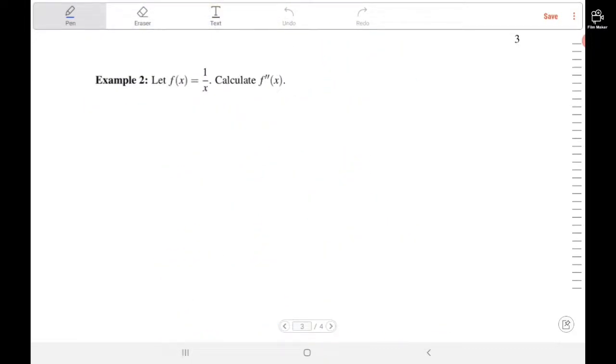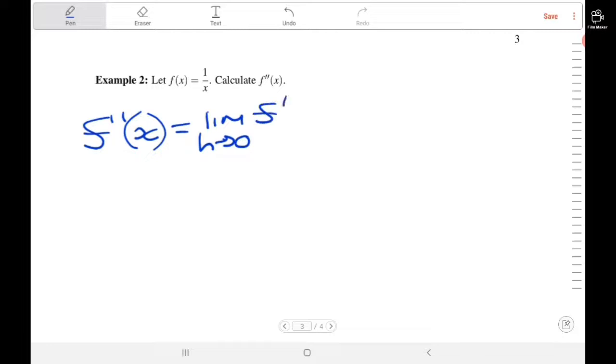Now, our next goal is going to be to calculate the second derivative. So if we want the second derivative, then the definition of the derivative tells us that we take the limit as h goes to 0. And if we take the second derivative, then what we're doing is we're differentiating the first derivative. So we'll get the first derivative evaluated at x plus h minus the first derivative at x, divided by h.